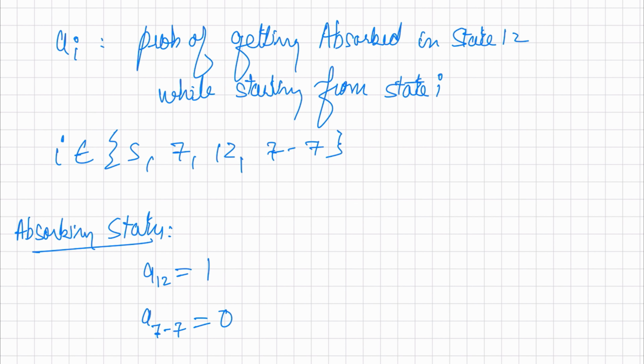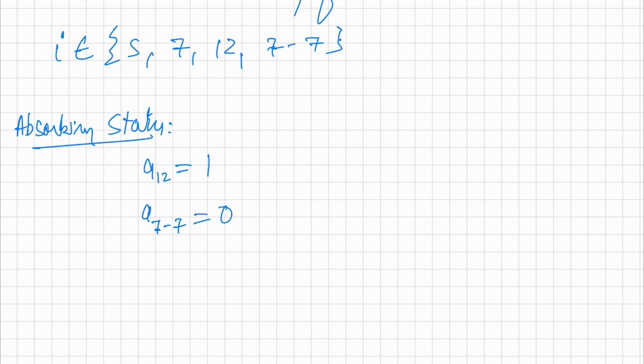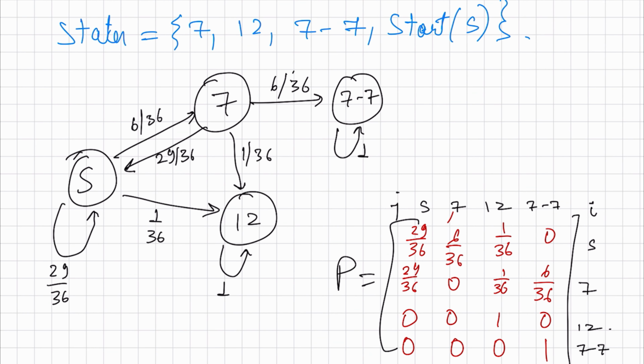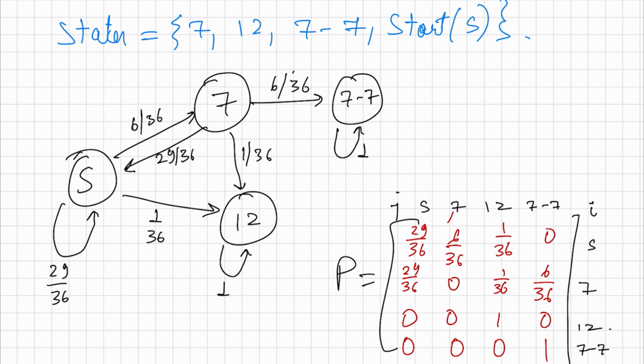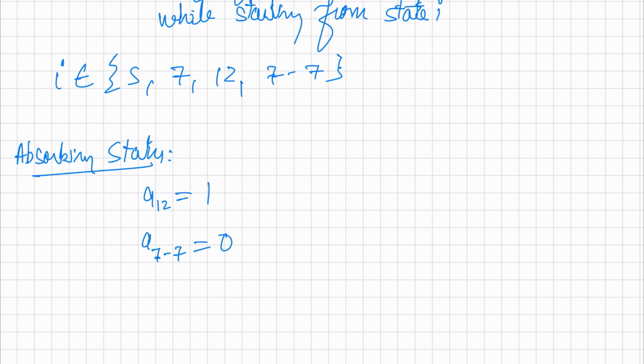Now, this is an absorbing Markov chain. Why? First of all, you have 2 absorbing states. So the first condition was greater than 1 absorbing states, right? This is already satisfied. Second is all the other states should be able to access these absorbing states. So S can access these absorbing states, right? At least one of the absorbing states, and 7 can also access the absorbing state here, right? So it's all good here. Okay, so assumptions are met.